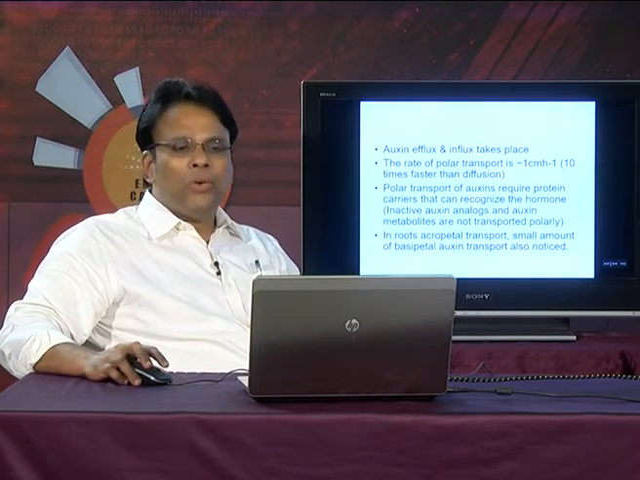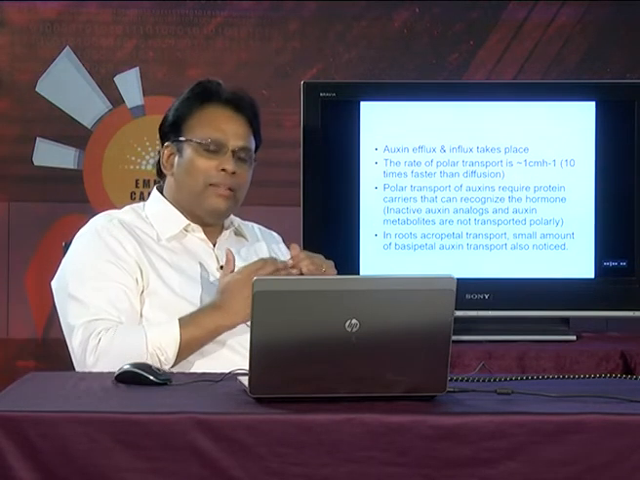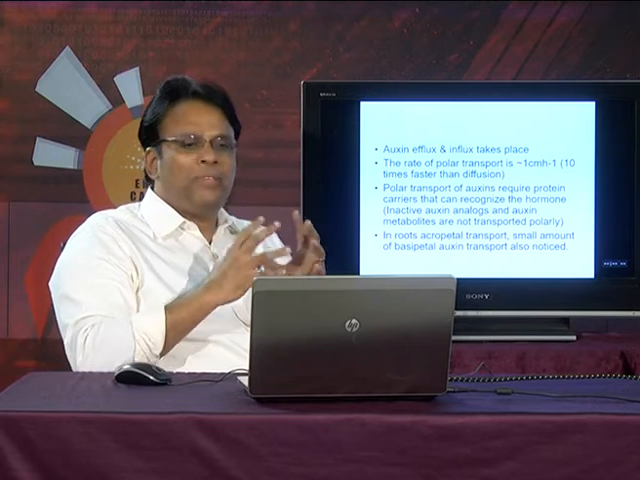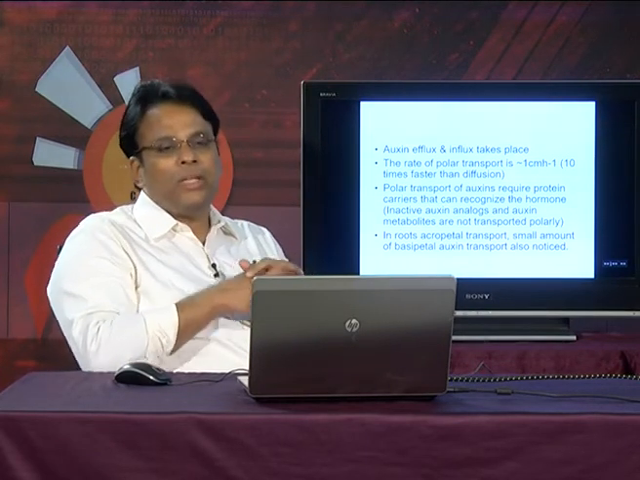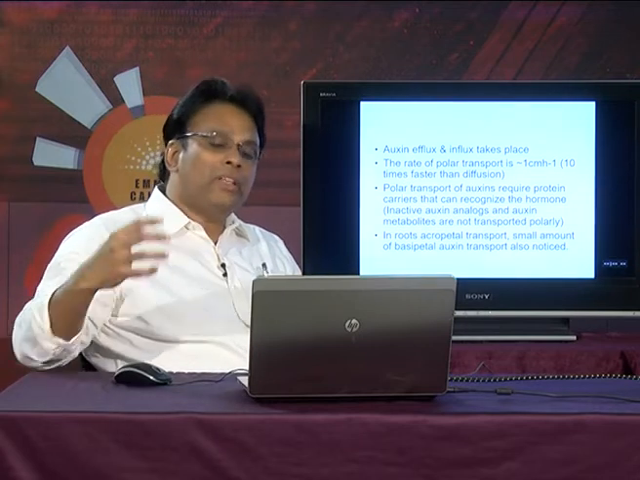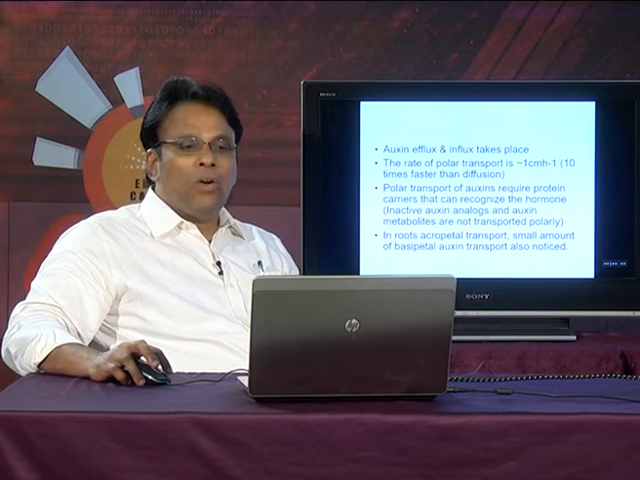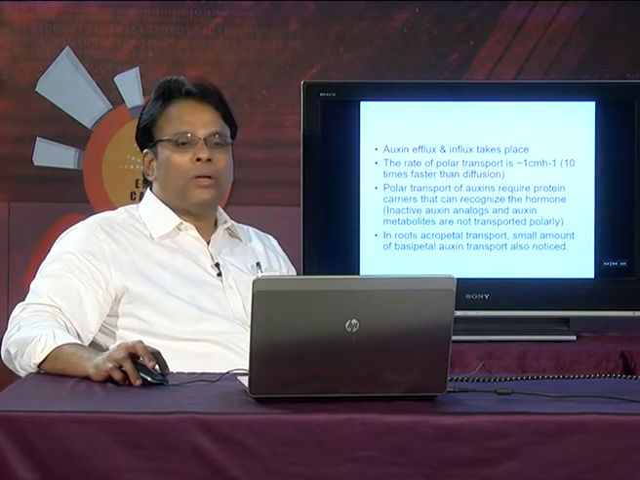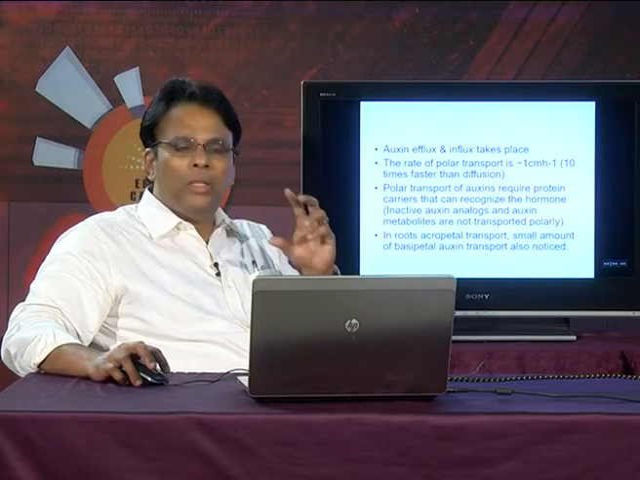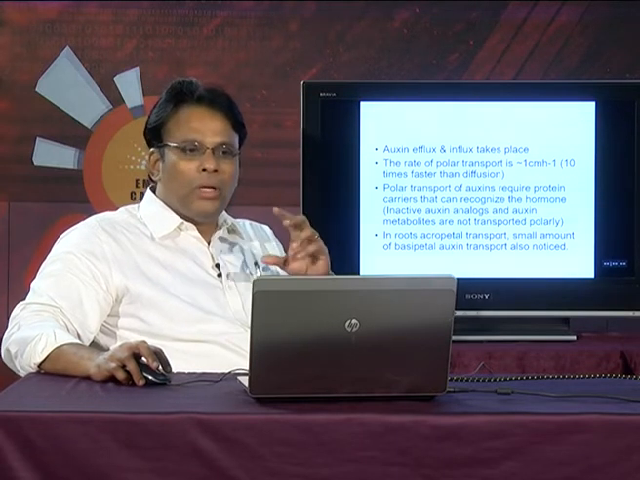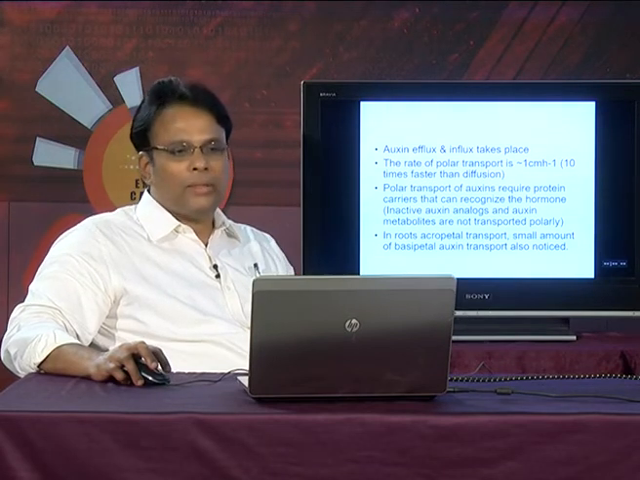So, the polar transport of auxins requires protein carriers that can recognize the hormone. We have already seen that at the lower portion we have specific protein carriers that can recognize this auxin and help in the efflux of it from the cell. And inactive auxin analogues and auxin metabolites are not transported polarly, because the carriers can only recognize the auxin and will help only in the movement of auxin out, but not in the case of any auxin analogues or auxin metabolites.